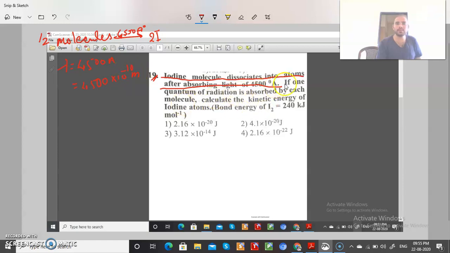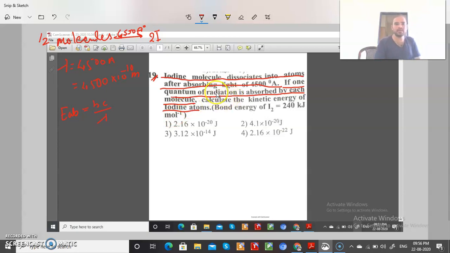Now, what they are saying is, if a quantum of radiation is absorbed by each molecule. Quantum of means E absorbed for each molecule, that is hc by lambda. So directly here you can calculate. Then calculate the kinetic energy of the atom. So first of all, what we have to calculate, student, is the energy absorbed.